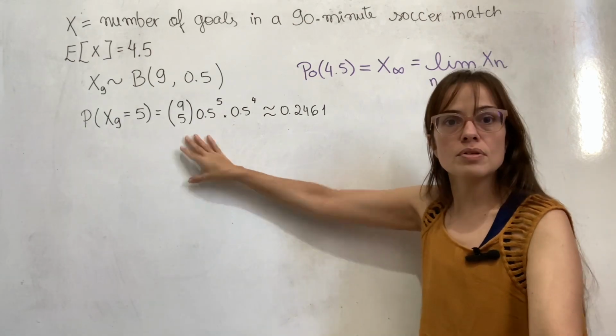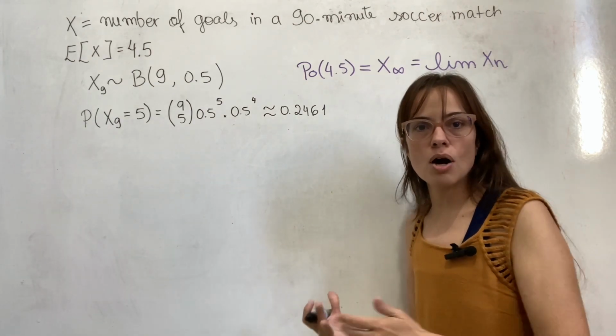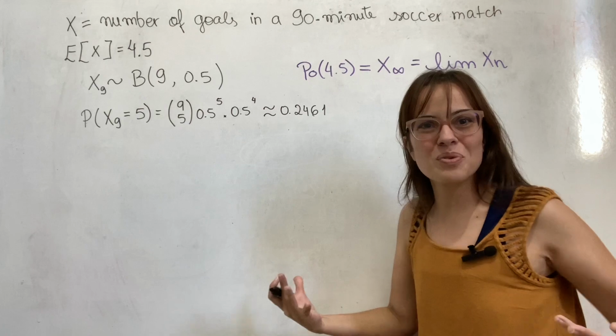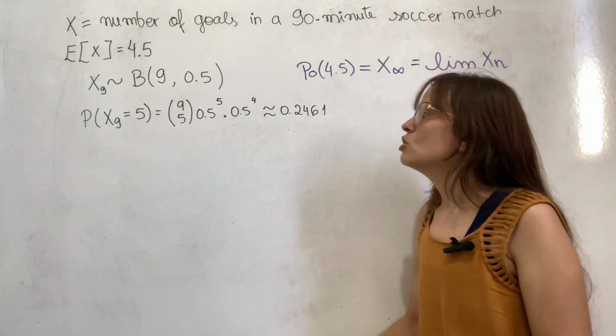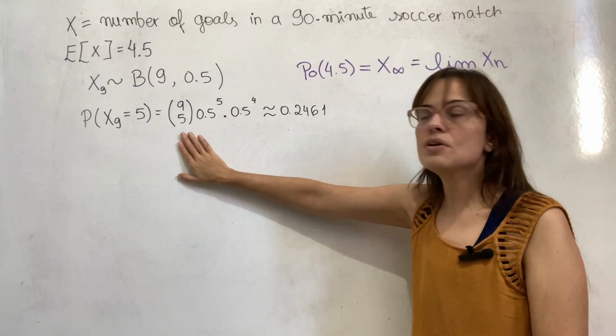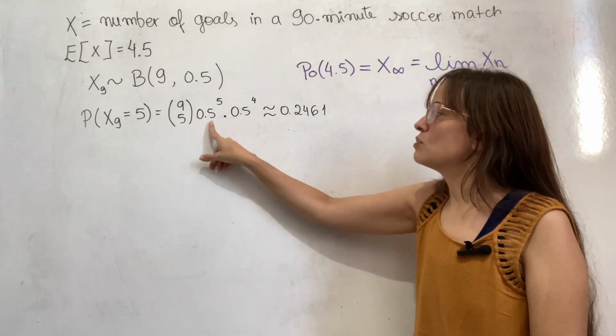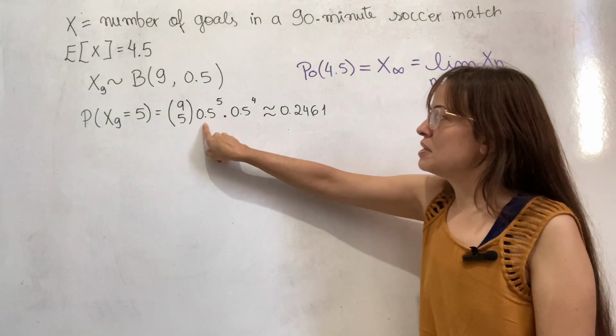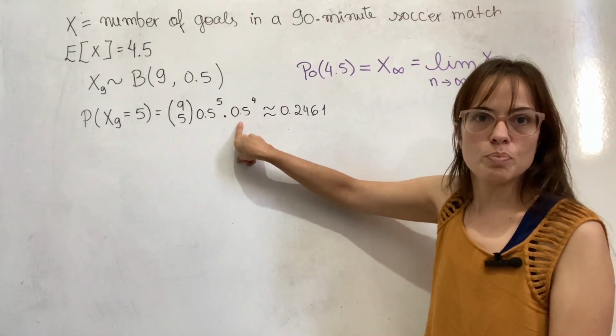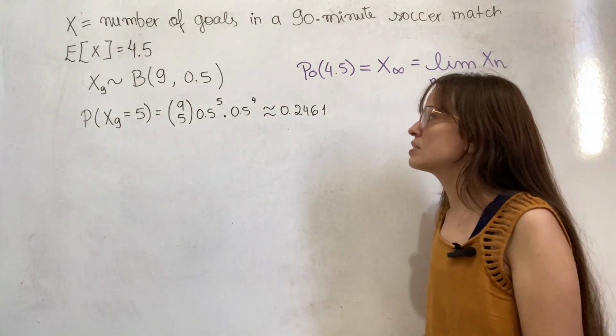And for that, I'm using the formula for the probability of a number in the binomial distribution, right? That's what I mentioned in the beginning of the video that we were going to need. So we have 9 choose 5 over here. This is a little bit confusing for this example because they're both 0.5, but this one is p and this one is 1 minus p. It's going to be more obvious in the next ones.